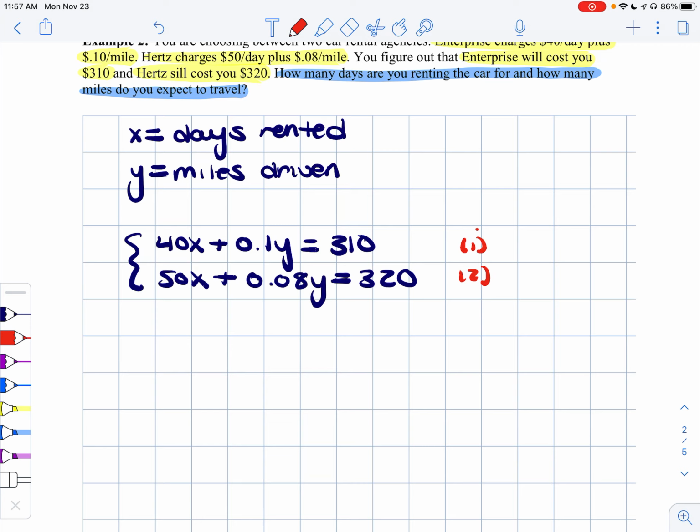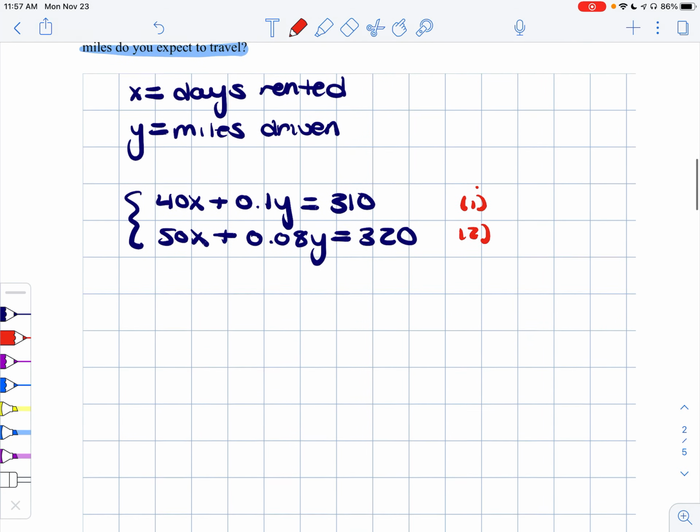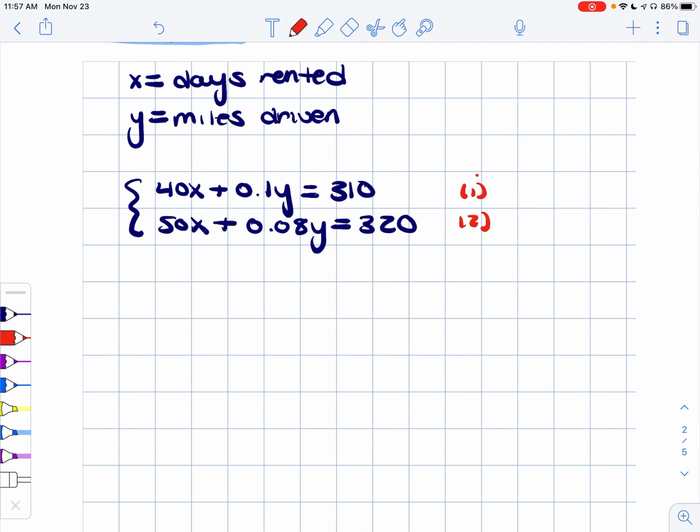And now we just need to solve it. So again, we can solve using whichever technique we want to. We can do substitution, we can do elimination. That's completely up to you. I'll go ahead and do substitution again. So if we want to substitute, we just need to pick one of the equations, solve it for either x or y, and then substitute it.